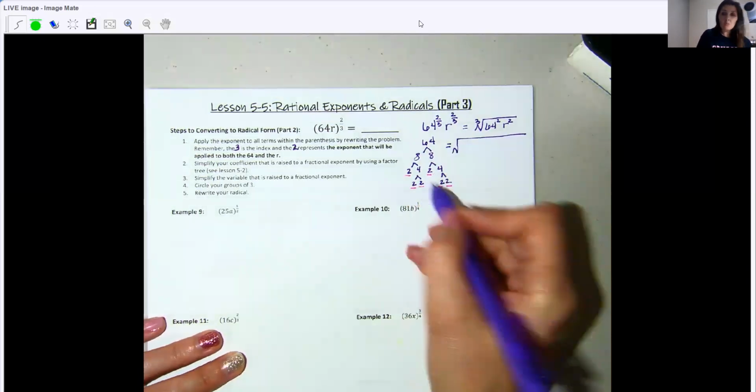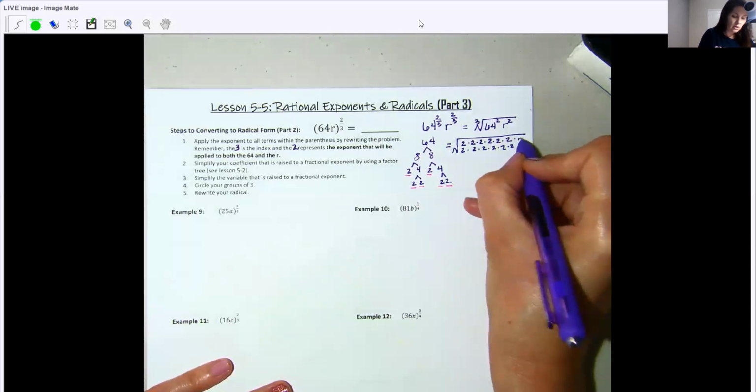Okay, so I'm going to go ahead and, this is a lot more work. If you could do it in your head, that's fine. This is one of those things where you can. So I'm going to go ahead and write out all my 2s. One, 2, 3, 4, 5, 6, and then I have 2 r's. Okay.